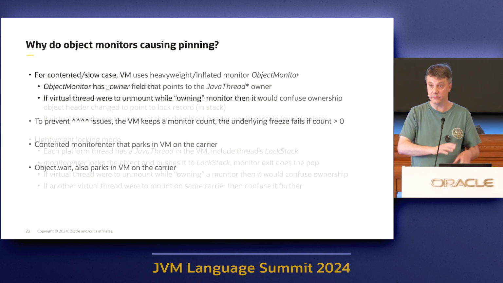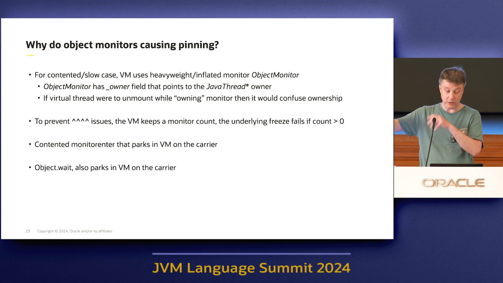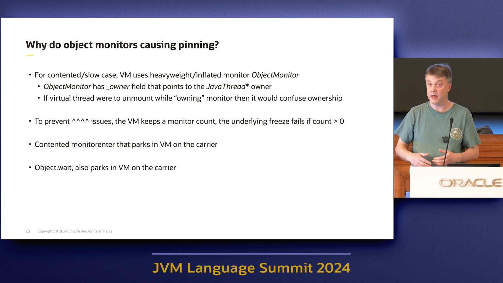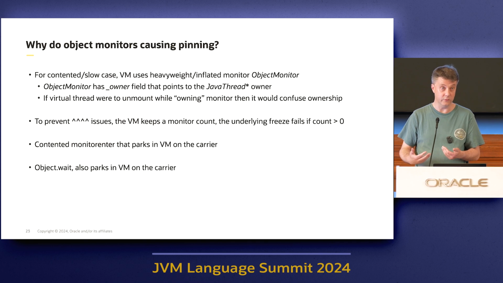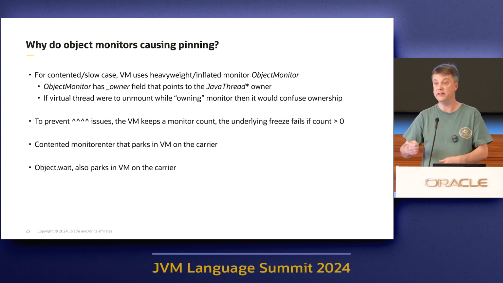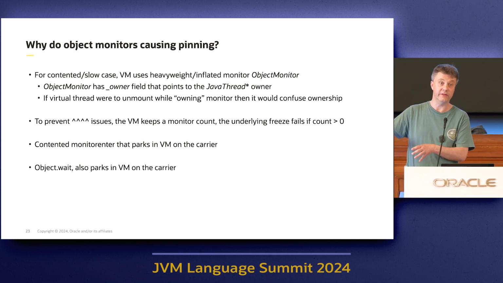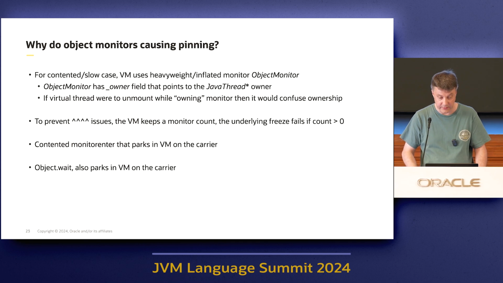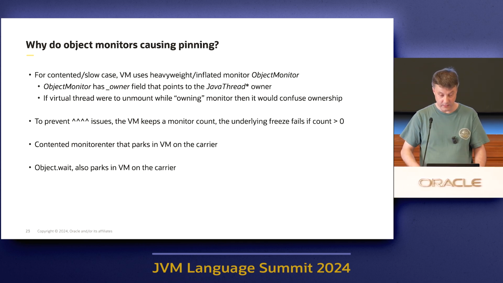And then aside from those locking modes, you've got the heavyweight inflated case where these things go to this object monitor structure in the VM. It has its own issues because it has some notion of ownership, and the owner is a Java thread structure in the VM that's tied to the carrier. This is not something we see in the Java heap. It's in the native heap. So that would confuse ownership even more, because it would appear again that something has been owned by a carrier thread.